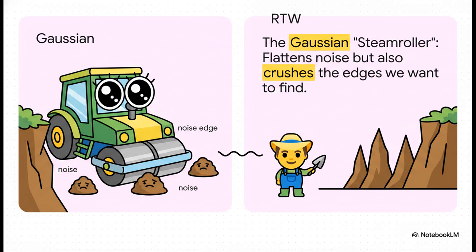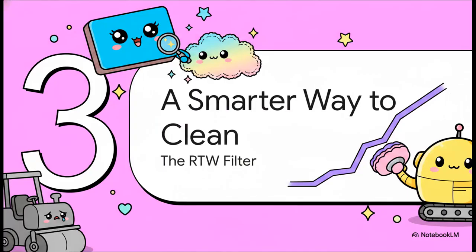But what if there were a smarter landscaper? Well, there is. It's an innovative new approach called the reverse transition weighting filter, or just RTW filter. And instead of that clumsy steamroller, think of this method as smart sandpaper. It is way more precise.